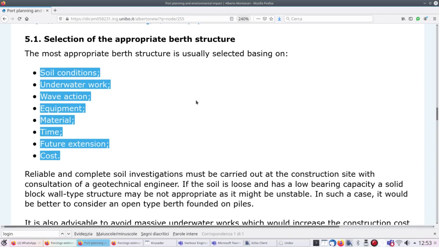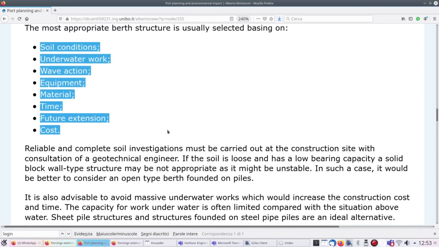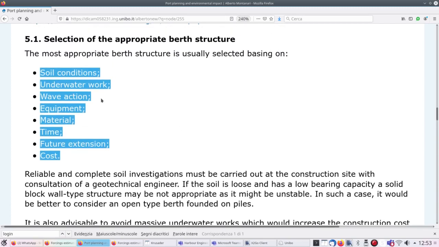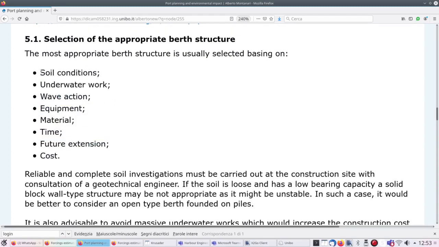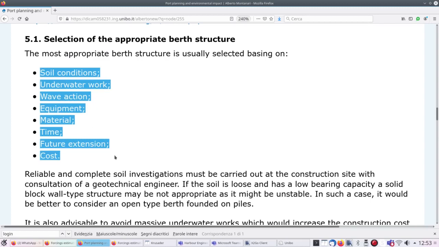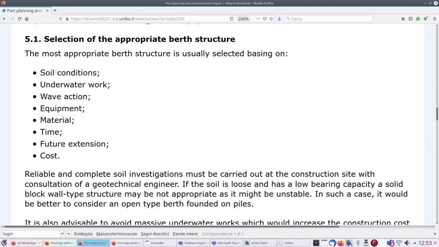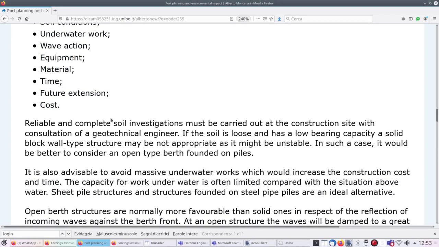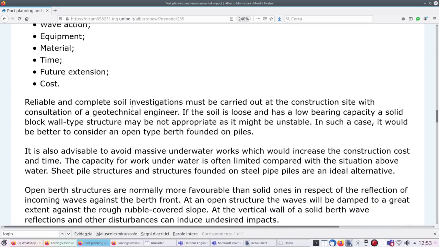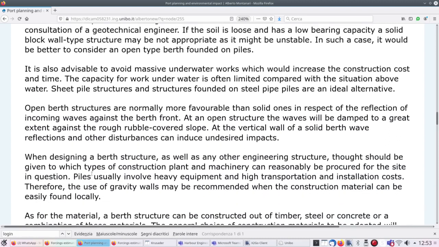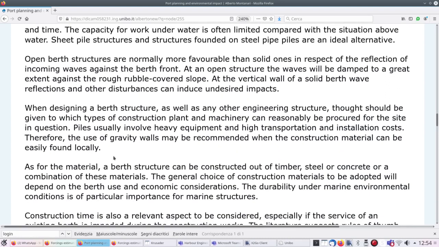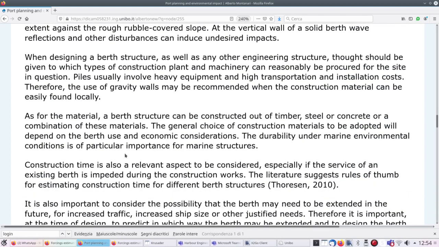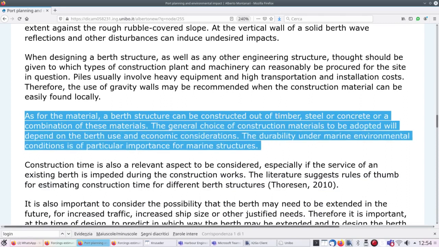I think these criteria are all self-explaining, meaning that you can understand by yourself the importance of each of these. But here there is a discussion. I am browsing the web page, and I think it's interesting to focus on the material. You can use timber, steel, or concrete. These are the most used, and we also use combinations.